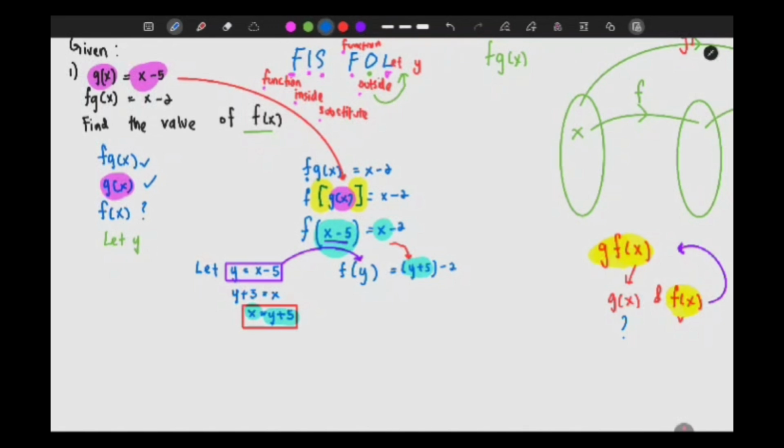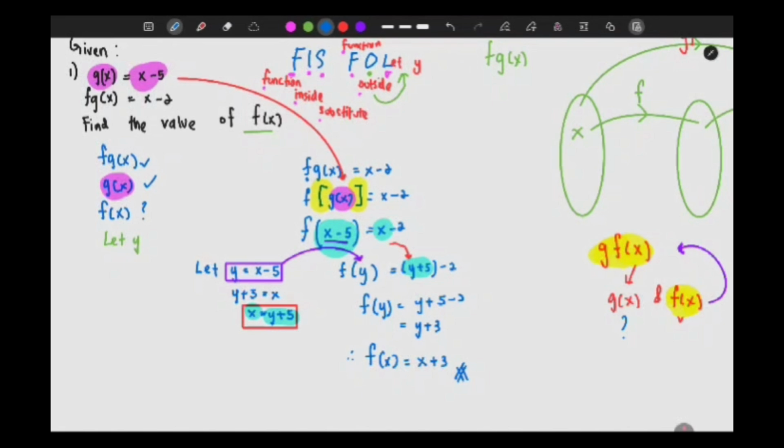For now, f y plus 5 minus 2. Open the bracket. So 5 minus 2 is 3. So y plus 3. So this is my fy. What is my fx? X plus 3. We are done. It's easy peasy. Just like that, right? After you find the value of y, you change to x. Okay? That's it. It's the same concept like this.